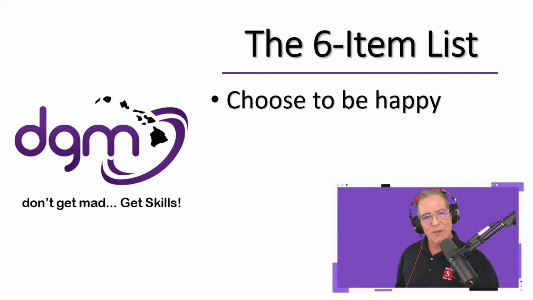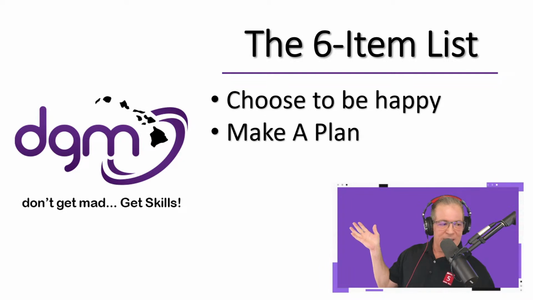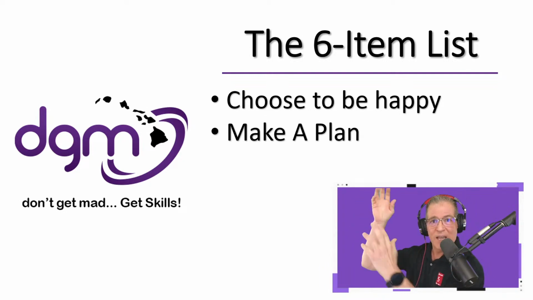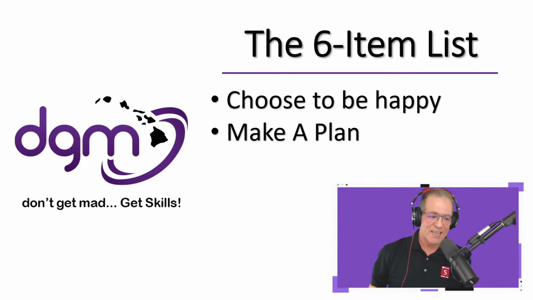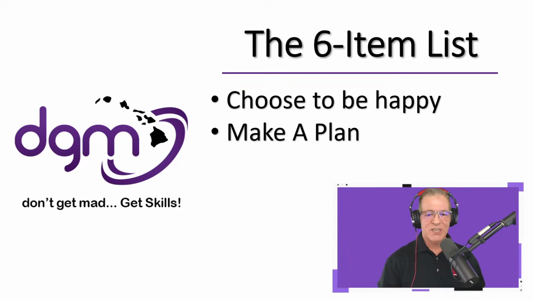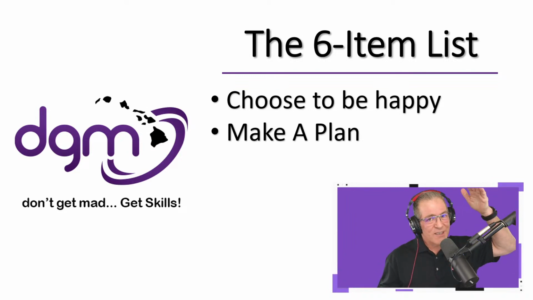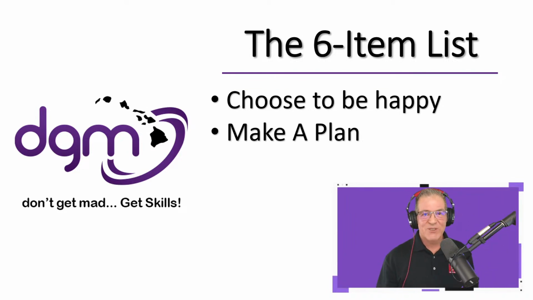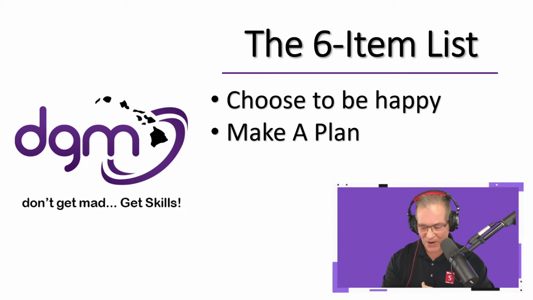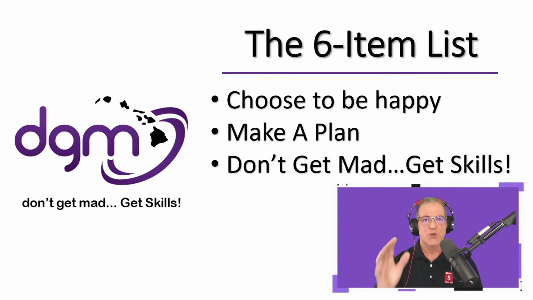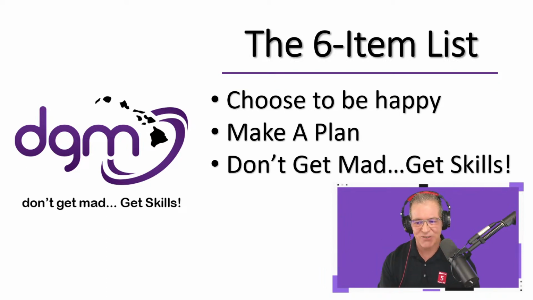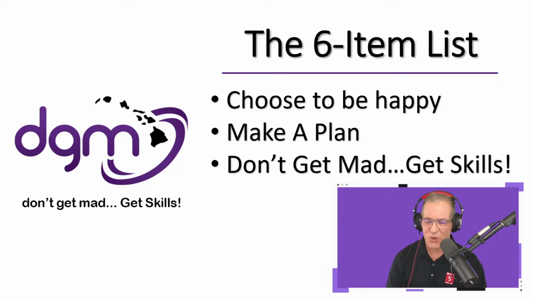Once you choose to be happy, it makes it real easy for you to make a plan. Before you leave work today, write down your 6-item list, the 6 things that you're going to work on tomorrow. I know you got a lot more to do than 6 items, but you might not even do 6 tomorrow. You might just do 1 and then rewrite the list, so you always have a plan. And then don't get mad.